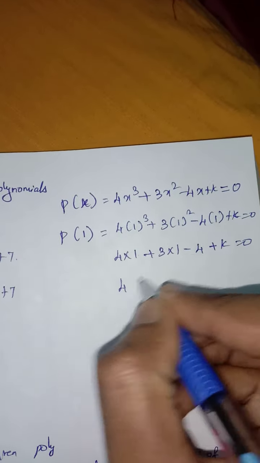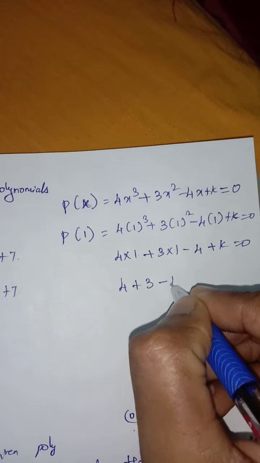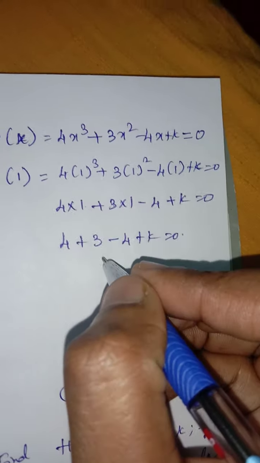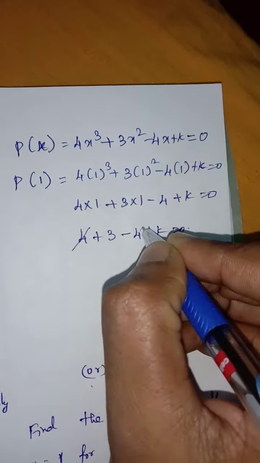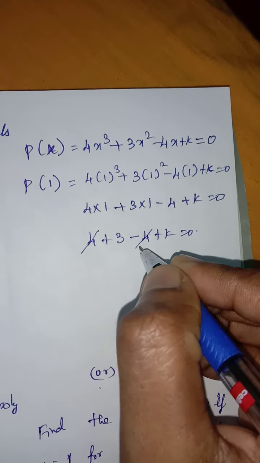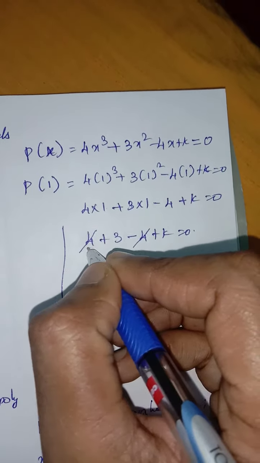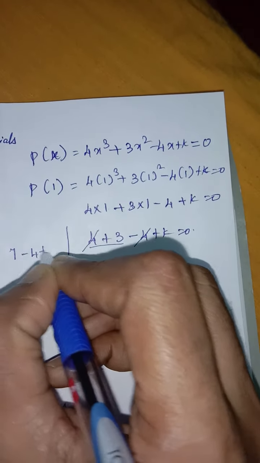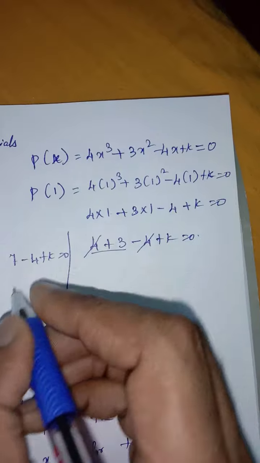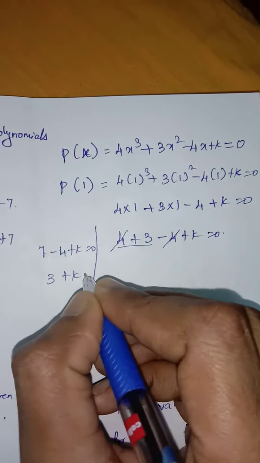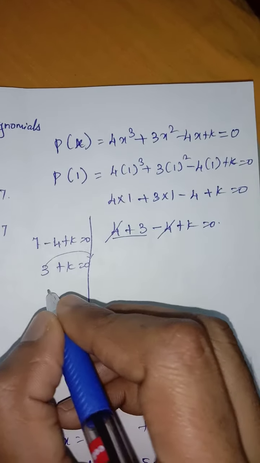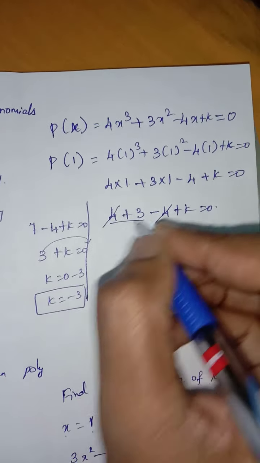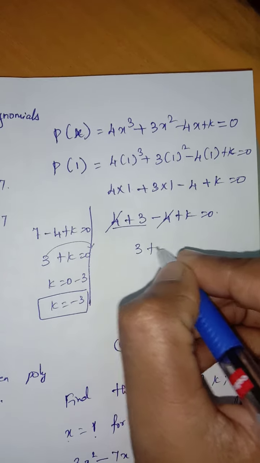4 into 1 is 4 plus 3 minus 4 plus k is equal to 0. In this case we need not do all the calculations. Here plus 4 and minus 4, so it gets cancelled. Or if you want, you can add as usual also, no problem. That is 4 plus 3 is 7, minus 4 plus k is equal to 0. 7 minus 4 is 3 plus k is equal to 0. Transpose this 3 to this side, it becomes 0 minus 3, that is, the value of k is minus 3. Or you cancel also, you will get the same thing.